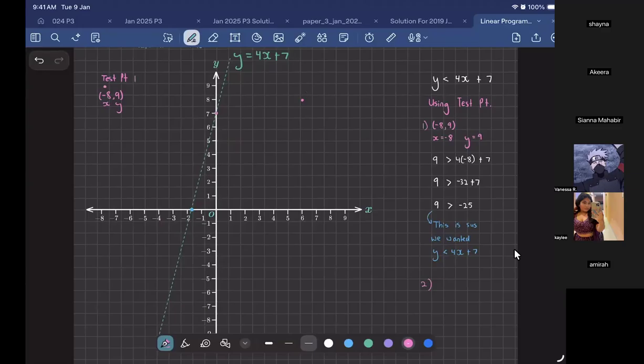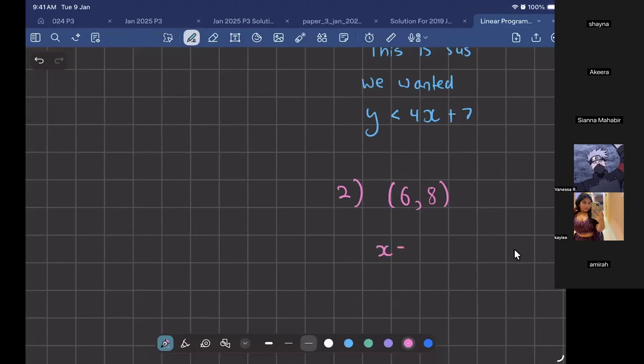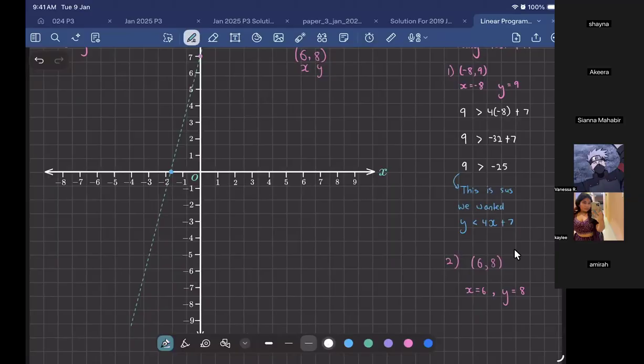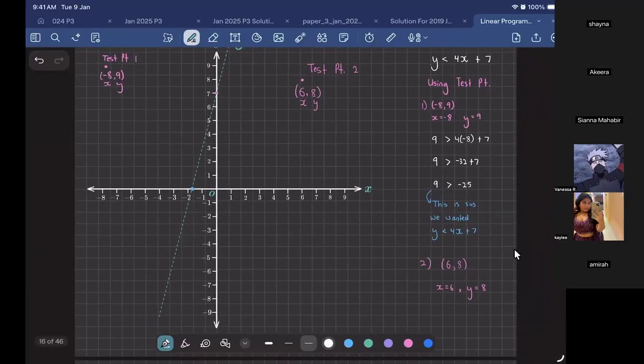So we'll call that test point 1, and we could call this test point 2. And the coordinate for this is 6, 8. So what is x and what is y here? Y is 8 and X is 6. Awesome. So we're going to repeat the exact same process, right, Vanessa? So what I want you to do is substitute, but leave out the inequality sign for now. When we reach the final line, then you'll figure out what inequality to put.